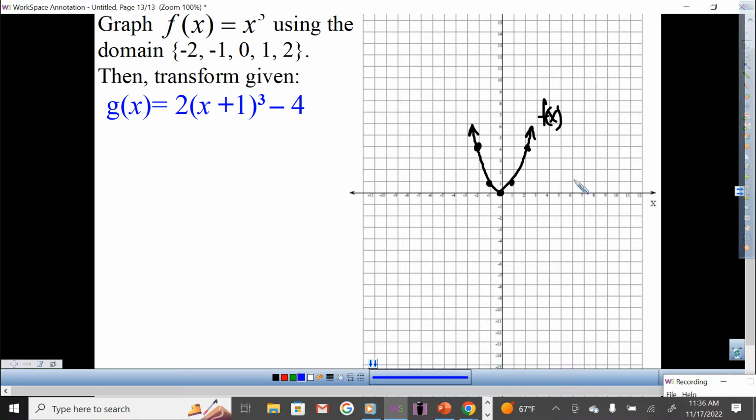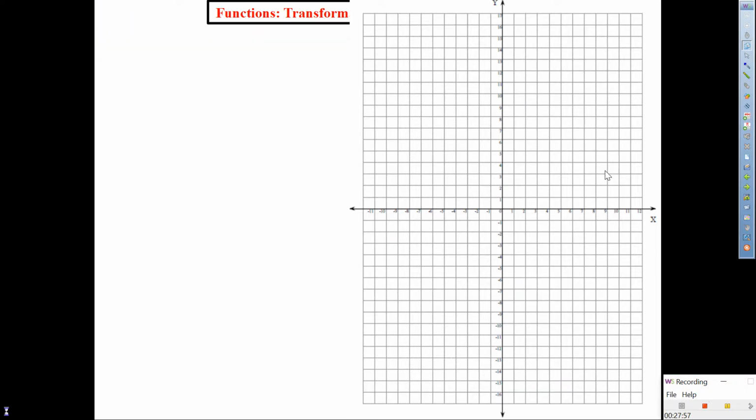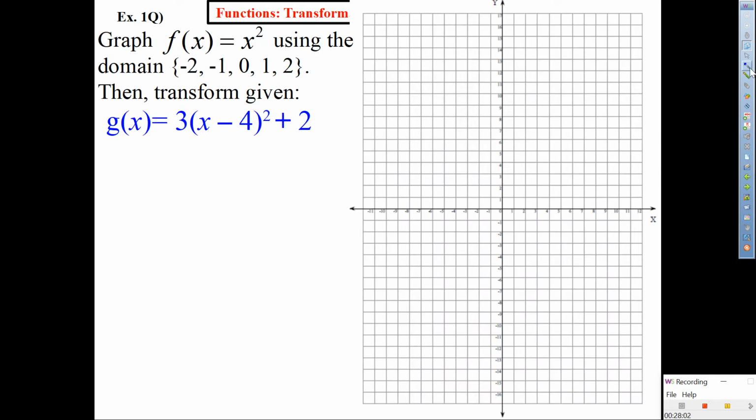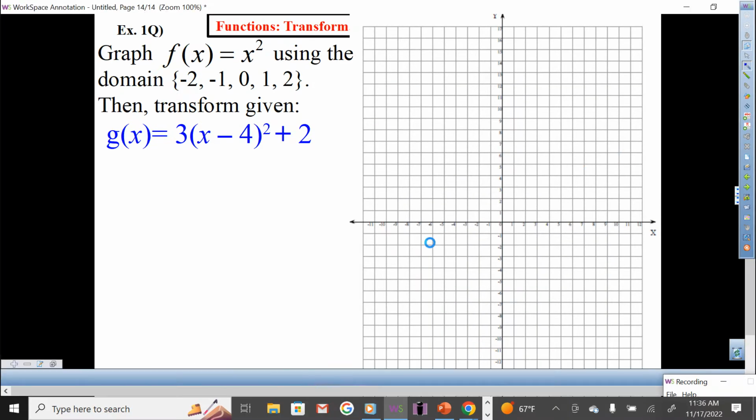Wait. Did I get the wrong one? Hold on. My bad. There it is. Sorry. Try this again. 2, 4. 1, -1, 1. 0, 0. 1, 1. 2, 4. All right. Now tell your neighbor what h and k will do to the original f of x. What's h and k going to do to the original f of x? Really quick.